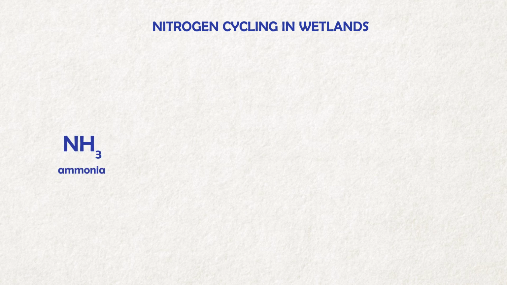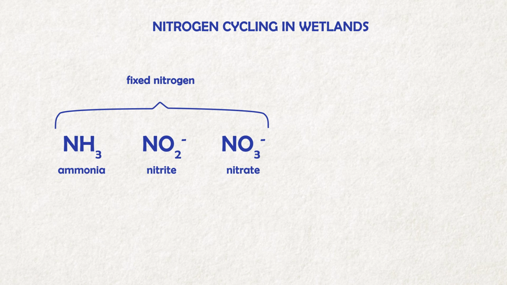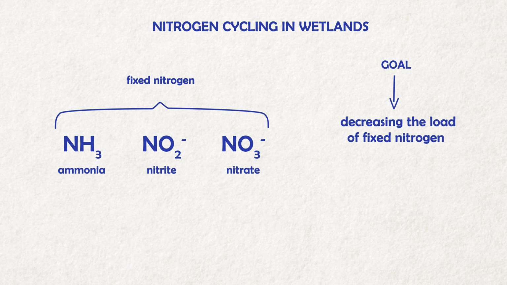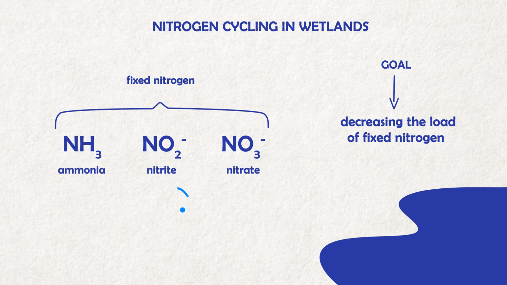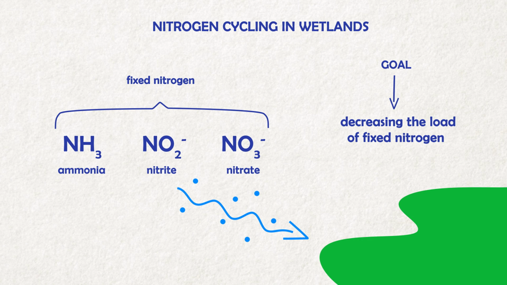In this episode, we will focus on the nitrogen cycling, essential for an environmentally responsible wastewater disposal or specific reuse. Fixed nitrogen is any of the forms of nitrogen that can be used as a nutrient by living organisms. The goal of wastewater treatment is to decrease the load of fixed nitrogen in the output, since fixed nitrogen can have detrimental consequences in the environment by stimulating algal growth in receiving waters such as lakes or rivers.